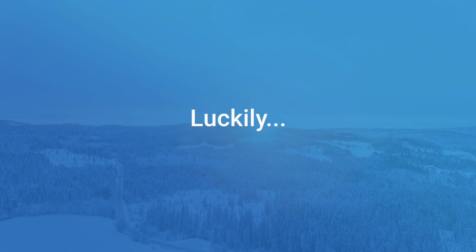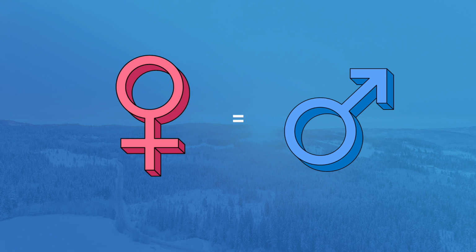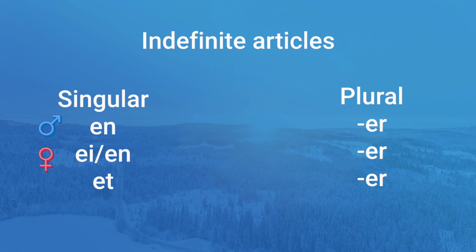Luckily, in Norwegian, and I don't know why this is, but you can treat every female noun as if it were male. You can tell we're really big on gender equality here in Norway. So let's start out the actual lesson by looking at the indefinite articles. So for singular, we have en for male singular nouns, we have ei or en for female, and we have et for neutral. These are the equivalent of a or an in English.